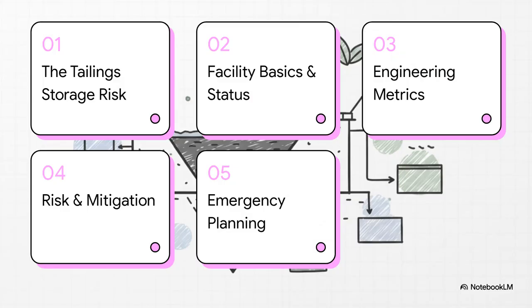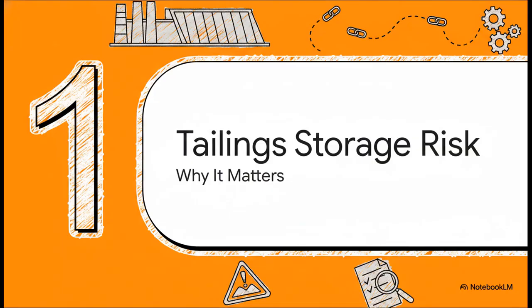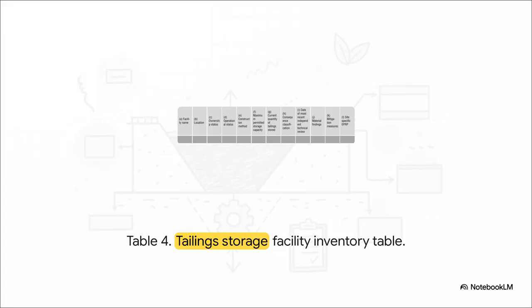To unpack this standard today, we're going to look at the tailings storage risk, facility basics and status, engineering and capacity metrics, risk, review, and mitigation, and finally, emergency preparedness planning. So let's jump straight into part 1, the tailings storage risk. Take a look at this.